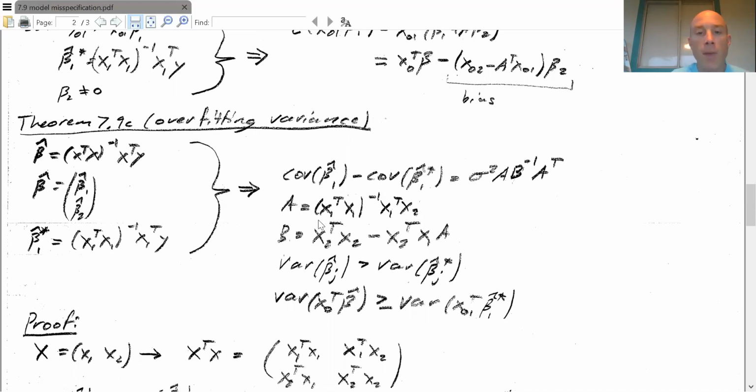A is the alias matrix, and then B is this guy right here. So this formula is coming from the partition matrix formulas, kind of ugly. Well, we'll see that our variance estimates, or the actual variance values, are going to be off, and we can see that the variance on the dot product will also be large. So how do we prove this?